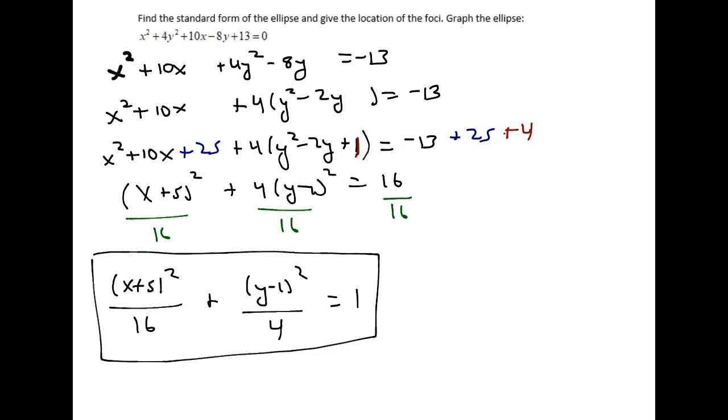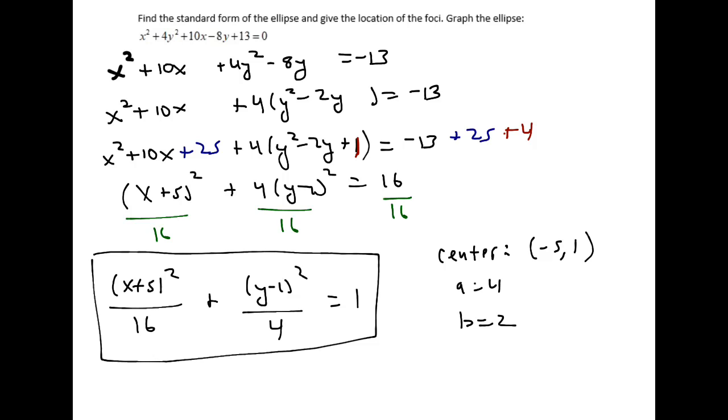All right, so what can we get from this? Well, we can get the center. The center is going to be negative 5 comma 1, so it's going to shift 5 units to the left, and it's going to shift 1 unit up. A squared is the bigger number. A squared is 16, so that means that a is going to equal 4. B squared is a smaller number. B squared is equal to 4, so b is equal to 2.